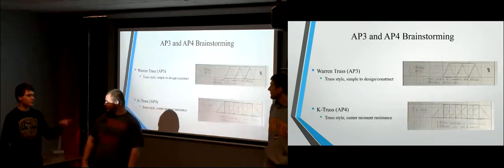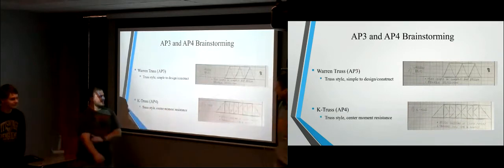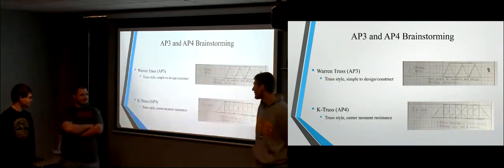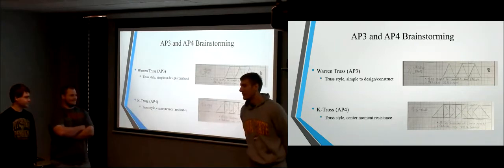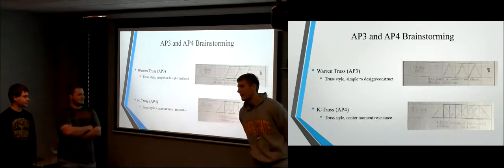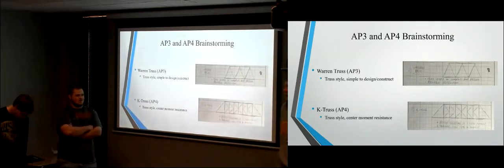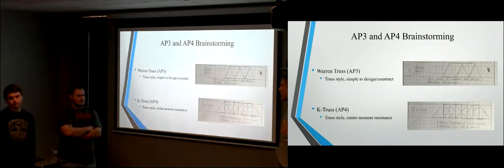AP3. Take it away, Adam. AP3 was a Warren truss, which has a lot of deflection compared to other trusses, but it also is easy to construct, so it's a trade-off. The K truss is pictured with AP4. It was special because of its ability to resist moments at the center of the beam of the bridge.